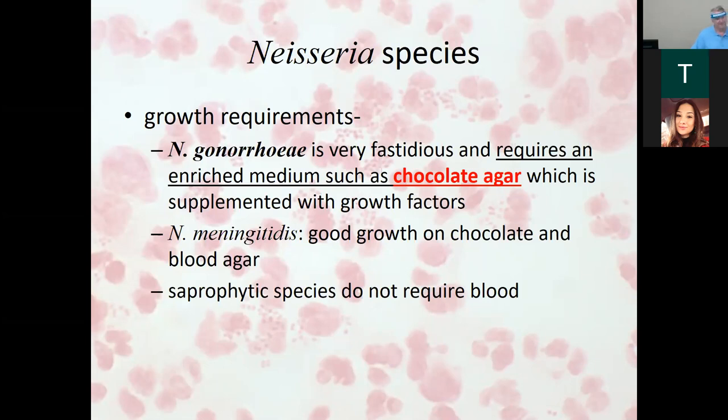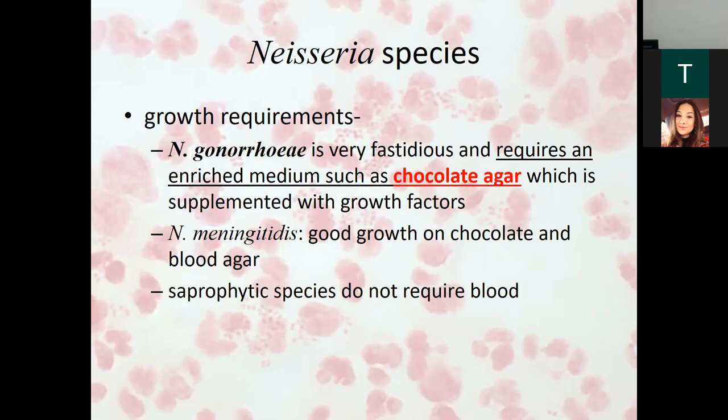First day, MacConkey, E. coli, right? Okay. We hadn't seen much of the negatives. But this one is different because it is not going to grow as our normal growth. We're not going to see this on a blood agar plate. It needs more. What they're saying with the gonorrhea is it grows very fastidiously. It requires enriched media such as chocolate agar.